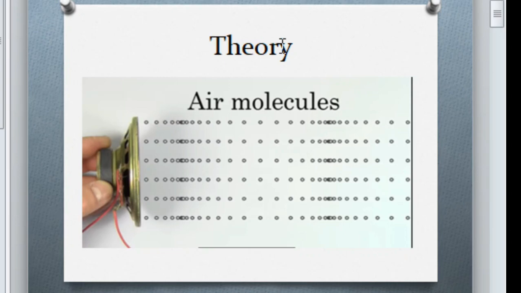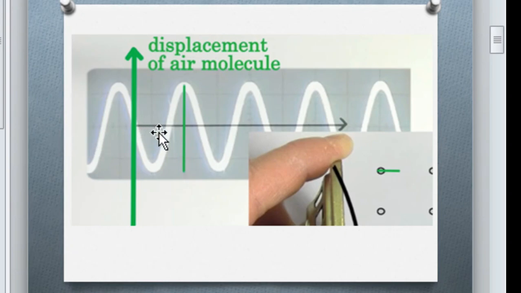Okay, so this is the theory of sound waves. First, we learn about the air molecule as the medium to transfer sound. We have the loudspeaker here, and when the diaphragm in the loudspeaker vibrates, the air molecules also vibrate parallel to the direction of propagation. The displacement of the air molecule back and forth is represented by a sinusoidal graph, or we can say a cosine graph. The diagram here shows the movement of the air molecule.